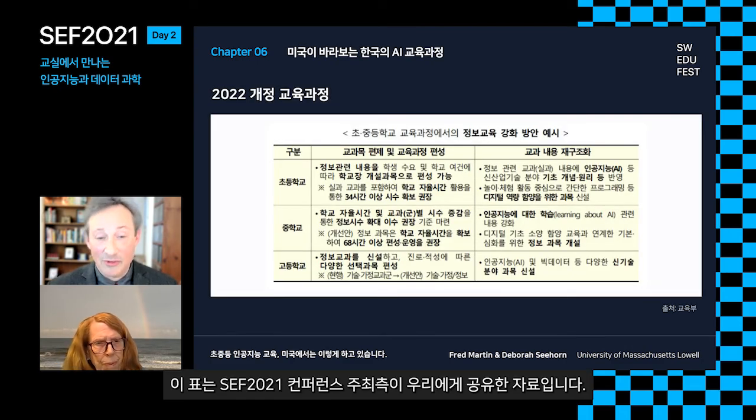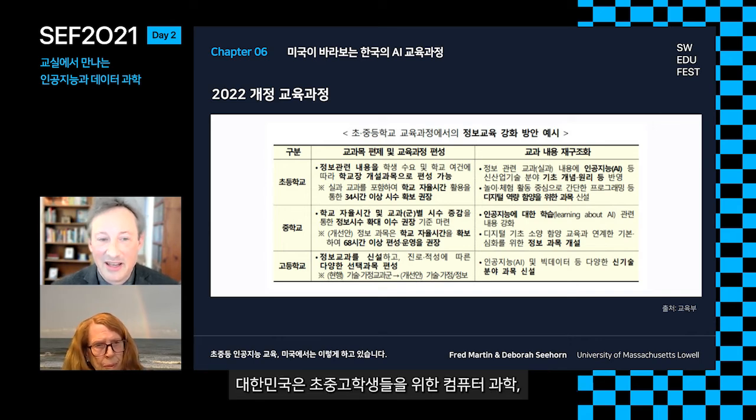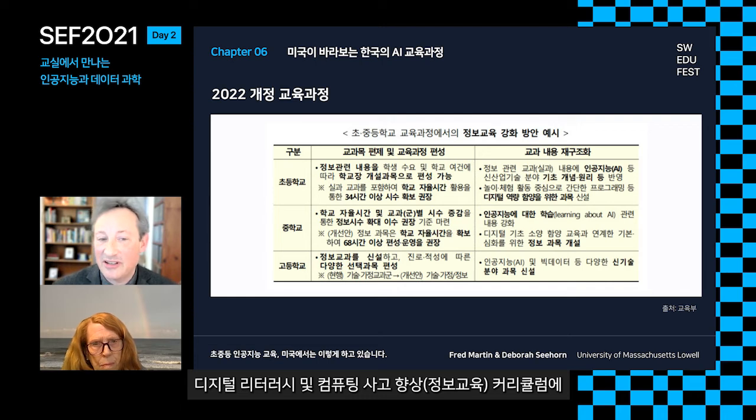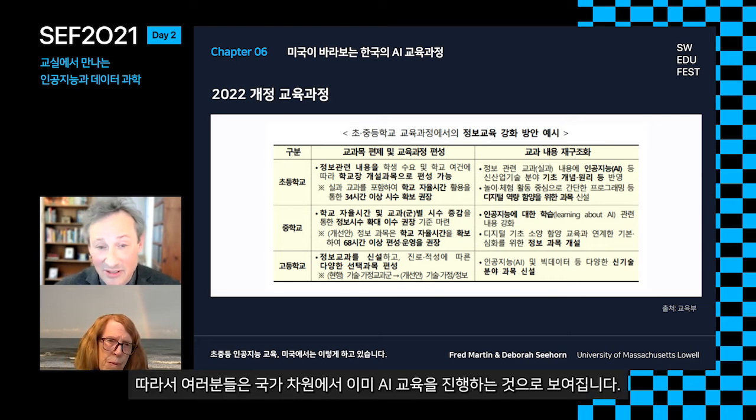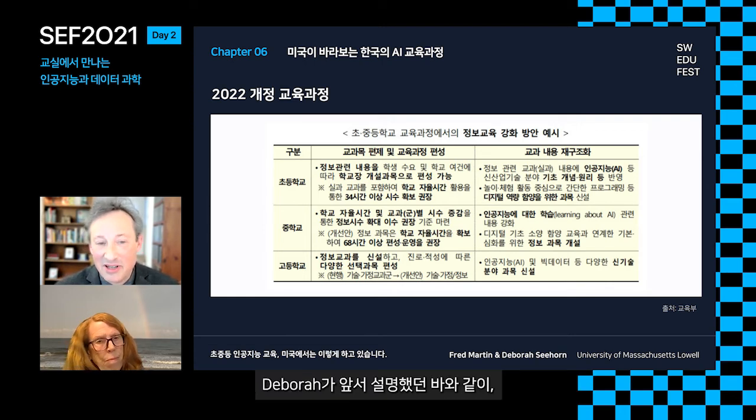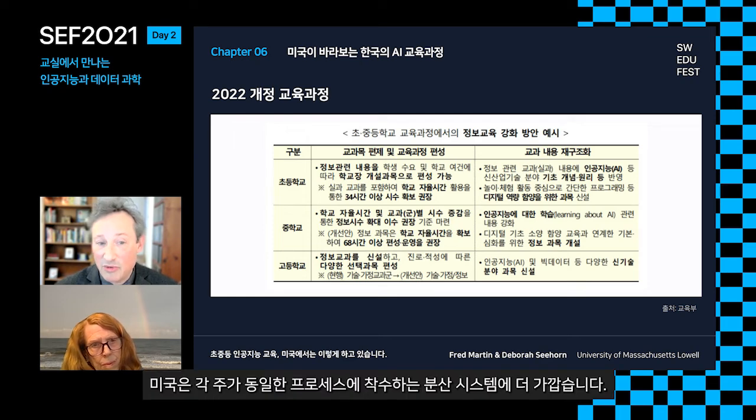This rubric was shared with us by the organizers of your conference, that in your country, you're going to be bringing AI into your computer science, digital literacy, and computational thinking curriculum from K through 12. So at a national level in your country, you've already made the decision to make AI happen. As Deborah was explaining earlier, in the United States, it's much more of a distributed system where each state is embarking on the same process.